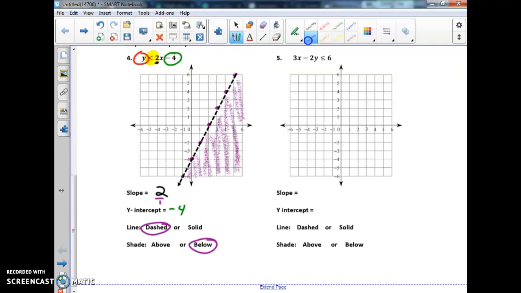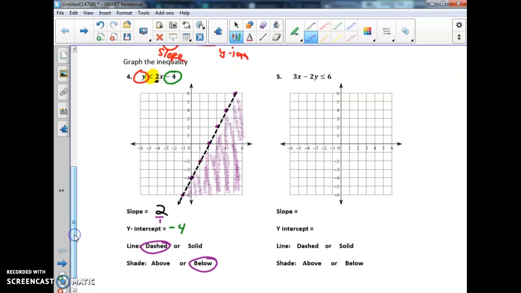Okay. And number 5, it's a little bit more difficult because I've got to solve for y first in order to answer all of these questions. So I'm going to rewrite 3x minus 2y less than or equal to 6. I'm going to subtract 3x. -2y is less than or equal to -3x plus 6. I'm going to divide by a -2. And remember, when I divide by that 2, I've got to remember to flip this sign.